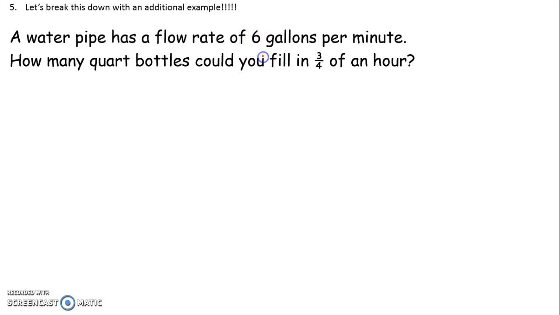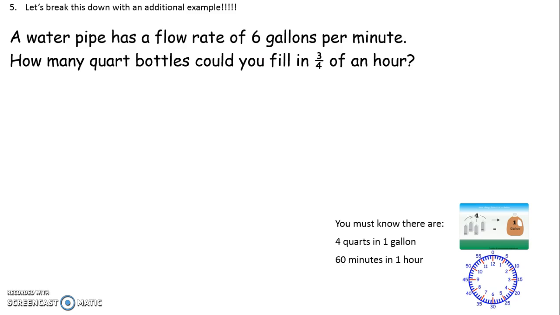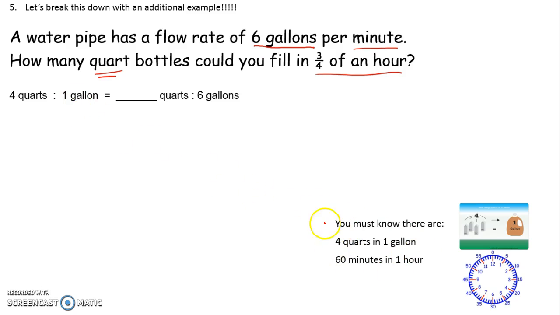Oh goodness. Well, first of all, we need to know that there's 4 quarts in a gallon and 60 minutes in an hour, because we're given 6 gallons per minute. But we're asked about how many quarts in 3/4 of an hour. So the first thing we have to do is convert 6 gallons into quarts. And the way that Mrs. Connor suggests you do that is your upside down caret. 4 quarts is 1 gallon. That's the fact that you need to know.